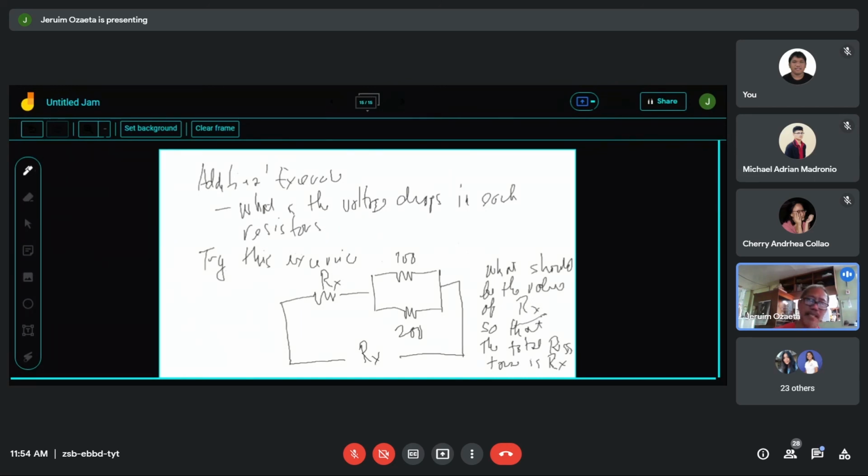Tinatawag nila yan ay POGIL, yung process-oriented group inquiry learning. Yan tawag niya. It is a group inquiry. The group inquires with different information and then shares this. So that after sharing the information, everybody knows, everybody learns as the number of individual learning in the group.